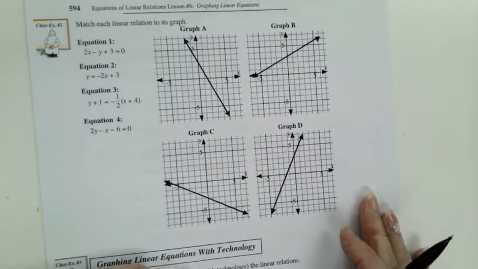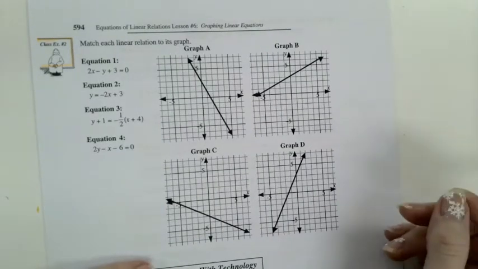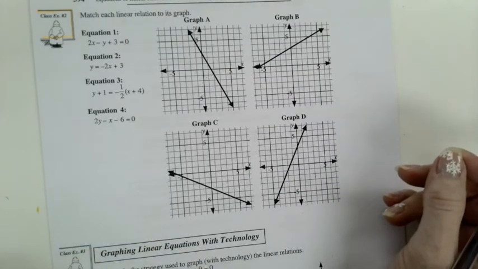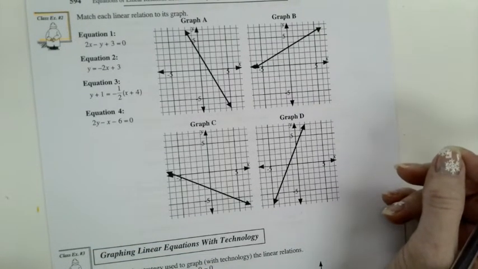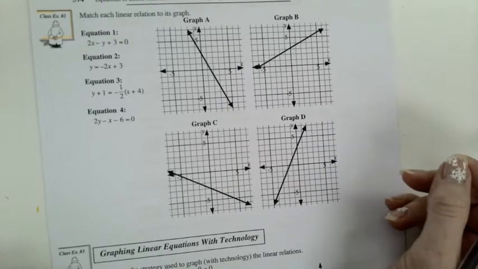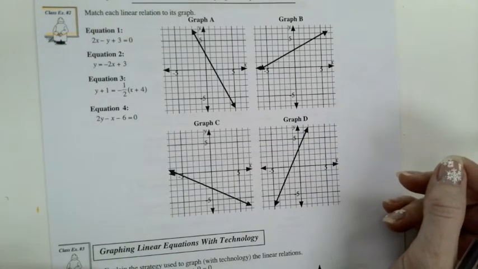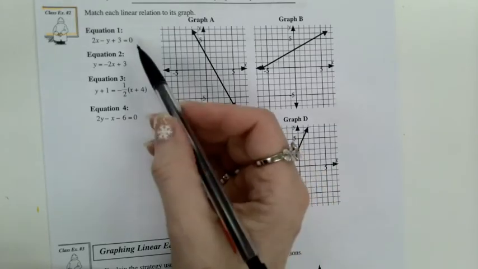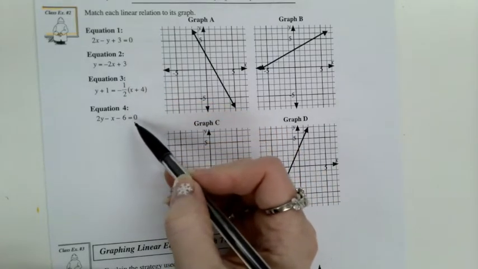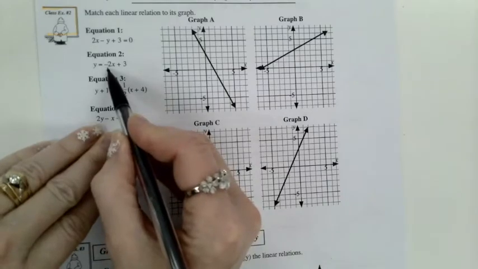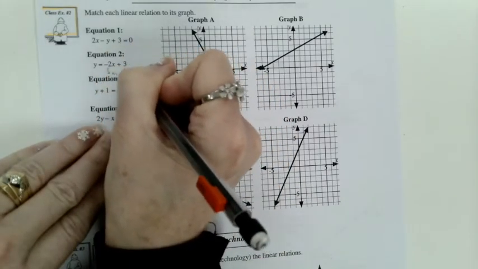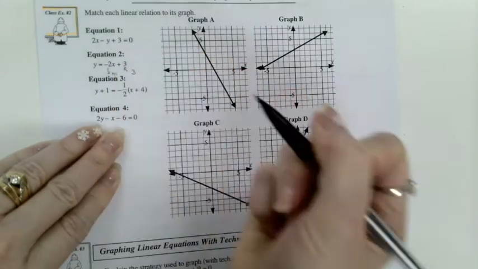Match each to its graph. And let's just talk through some of the things that we're going to look at when we are looking at equations and finding their graph, just to help us on a quiz or a test to make it quicker. So I'm going to look for, first of all, equations that I know. So this one, slope of -2 and y-intercept of 3. That's a nice one for me to find.